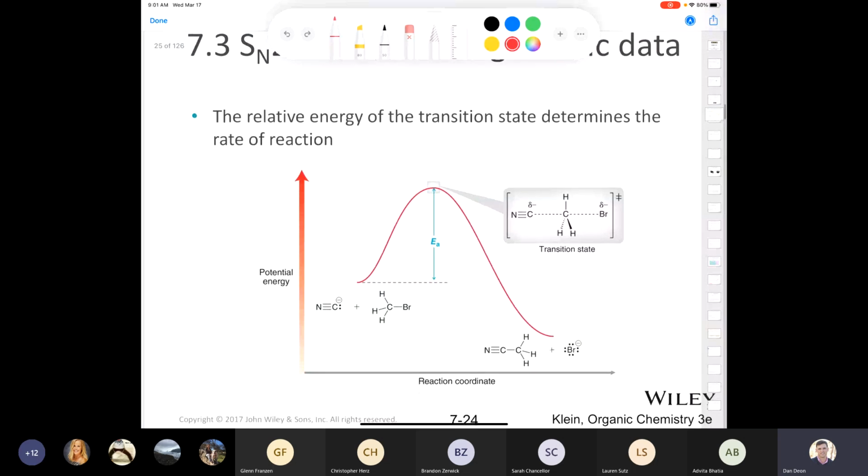If we look at a reaction coordinate diagram, here's a nucleophilic attack and loss of leaving group occurring simultaneously. This is just a plain old SN2 reaction.